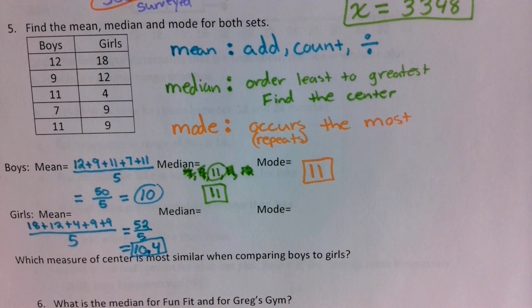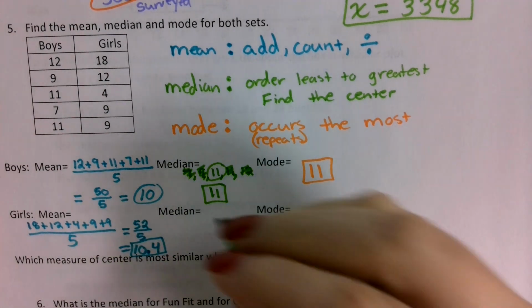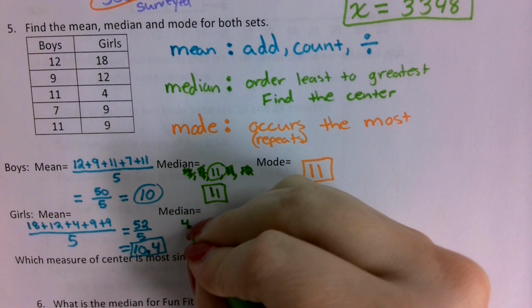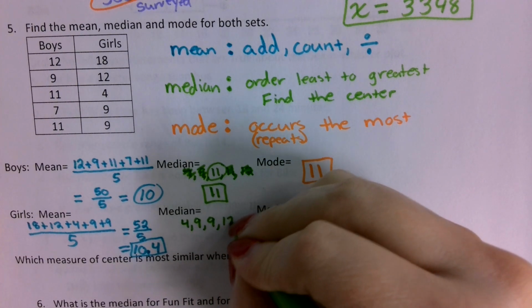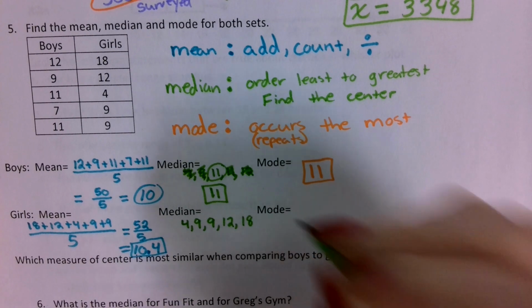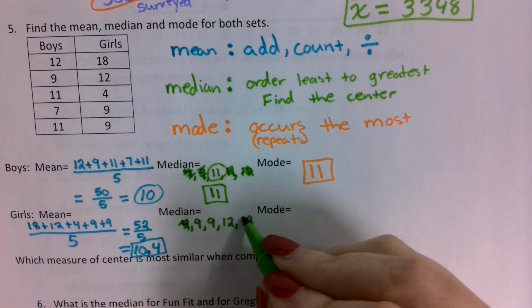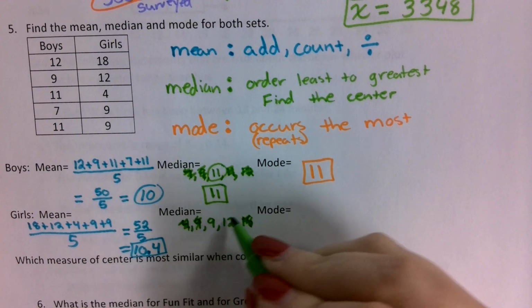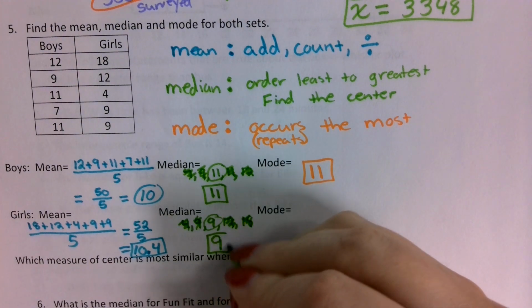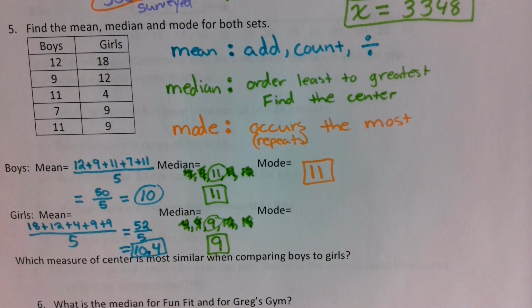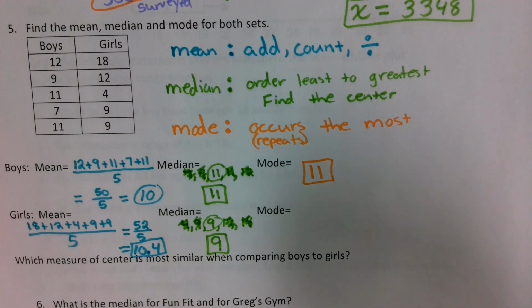Okay, 10.4. What about the median? Vincent, what did you get as your median? 9. Very good. If we put these in order from least to greatest, the smallest number is a 4, followed by 9, 9, 12, and 18. When we cross off our smallest and largest, and then smallest and largest again, we're left with just 9 in the center. And then mode, Malia.